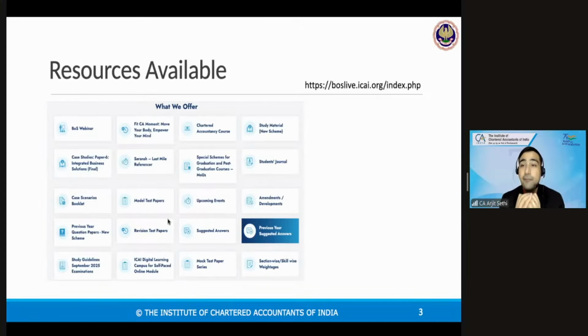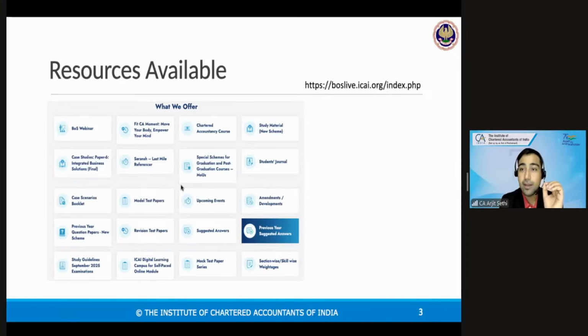With that, let me very quickly cover the resources available on the BOS Live website. You go to BOS Live. How many of you have gone to this website, boslive.icai.org, the index page? How many of you have seen this page? I hope all of you have. Very good. Most of you have. This is a gold mine for your preparation.